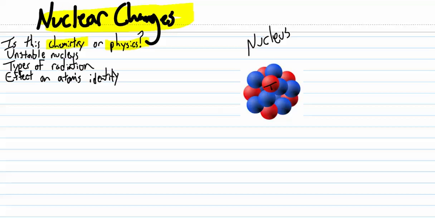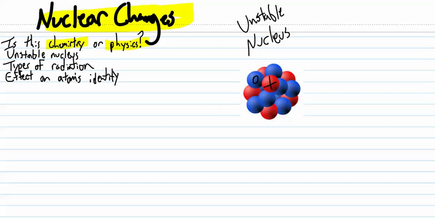And we're going to say the red things are protons and the blue things are neutrons. The protons are positive, the neutrons are neutral. They each have a mass of about 1 atomic mass unit. And we're going to say that this is an unstable nucleus because we want this nucleus to do some stuff so we can talk about it.